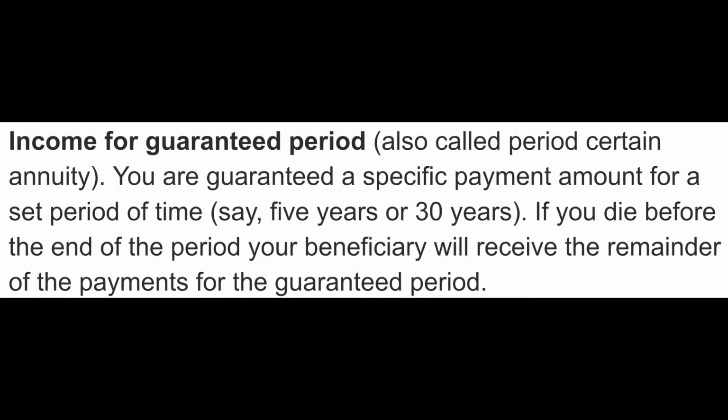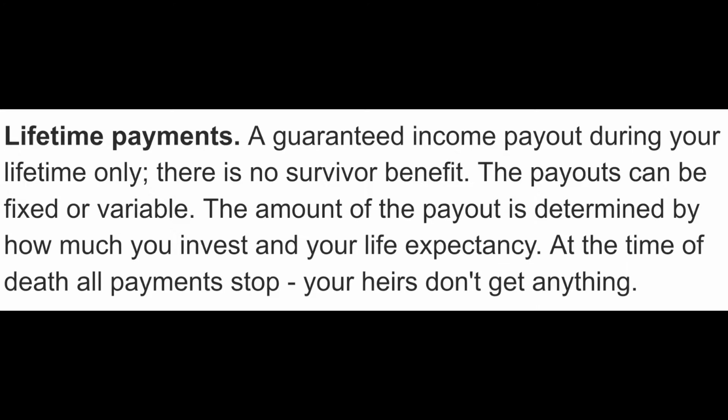Income for a guaranteed period, also called period certain annuity. You are guaranteed a specific payment amount for a period of time, for example 30 years. If you die before the end of the period, your beneficiary will receive the remainder of the payments for the guaranteed period.